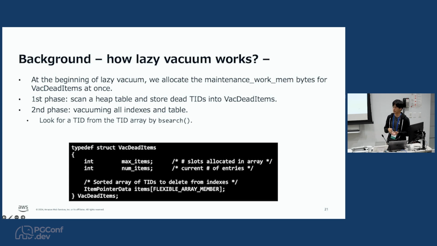And then we move to the next phase, which we call the vacuuming phase. In this phase, we vacuum all indexes and the table. In index vacuum, we find the index tuples that point to the dead TIDs in the array. For example, in the B-tree index, the index tuple in the leaf node has a TID of the heap table. And we have an array of the dead TIDs. So if that TID exists in this array, we can remove the index tuple.